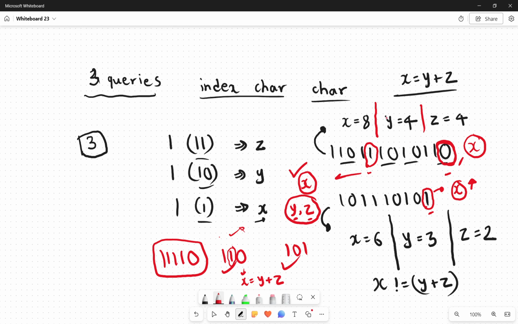So the solution at which we arrive is that when x is equal to y plus z, our last character will be 0, and when x is not equal to y plus z, our last character will be 1. So this was a fairly simple question, but tricky as well.